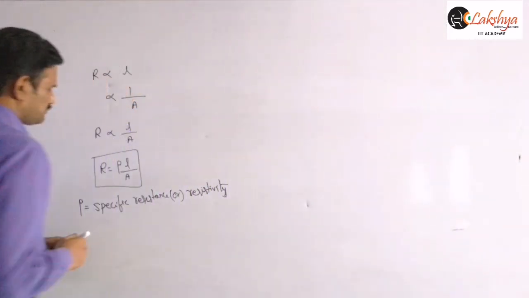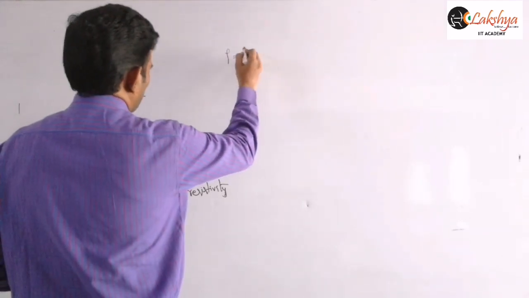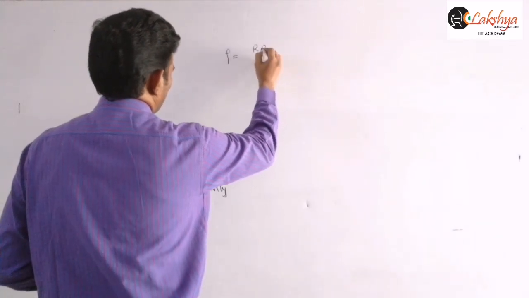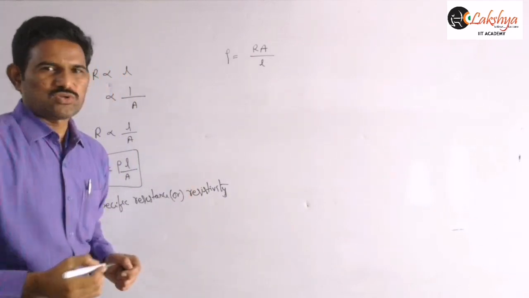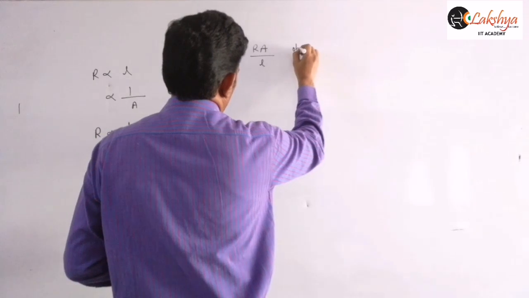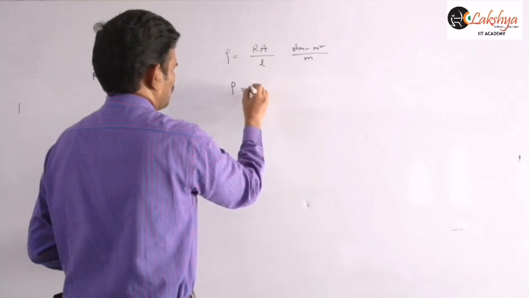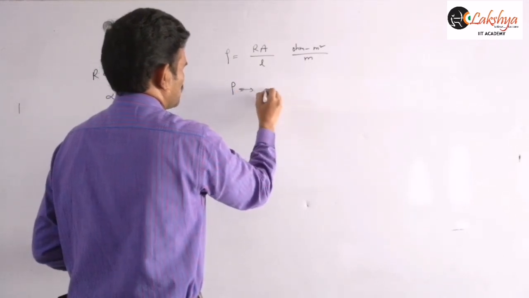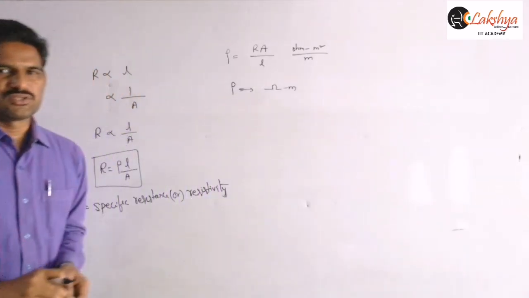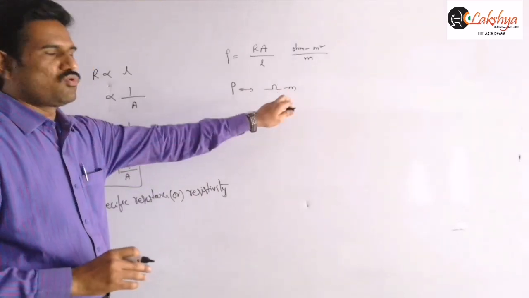And now from this I can write the units. So rho is equal to R into A by L. Now let us write the units. So ohm, meter square per meter, and so this is nothing but ohm meter. So ohm meter is the unit of resistivity. Mention that as the unit. The unit of resistivity is ohm meter.